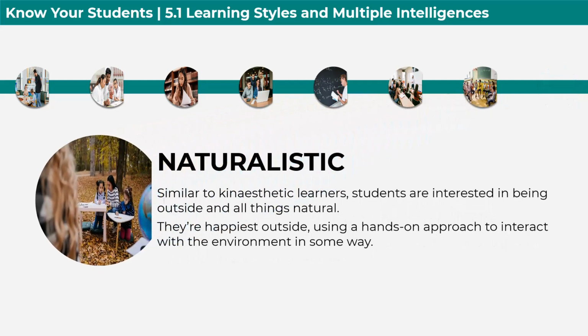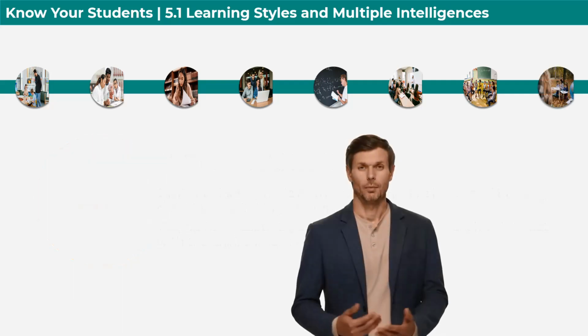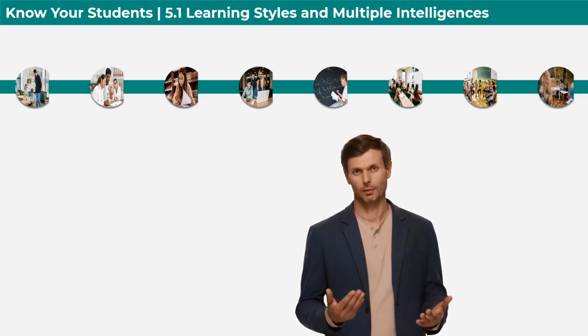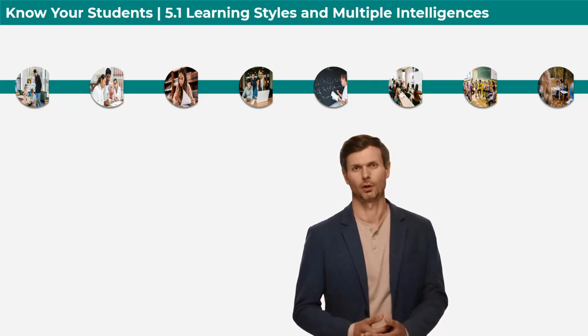Naturalistic. These students are similar to kinesthetic learners, but they are interested in being outside in all things natural, whether it's astronomy, the environment, animals, or gardening. They're happiest outside, using a hands-on approach to interact with the environment in some way. In the next part of this section, we'll look at some common classroom activities and determine what kind of learner they would work best for.